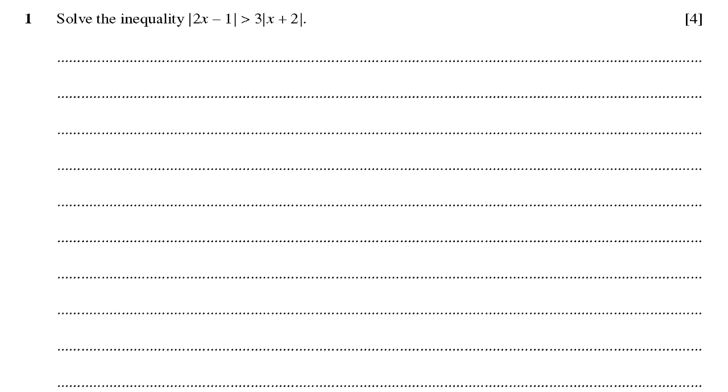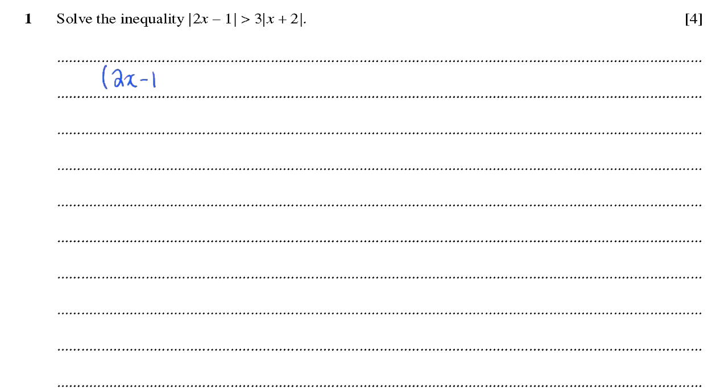Solve the inequality. The absolute value of 2x minus 1 is greater than 3 times the absolute value of x plus 2. When we have modulus signs or absolute value signs on both sides of an inequality, the easiest way to make progress is to square both sides. Because if you square a negative, you get a positive. You square a positive, you get a positive. So it doesn't matter too much whether x is negative or positive. So that's what we're going to do.